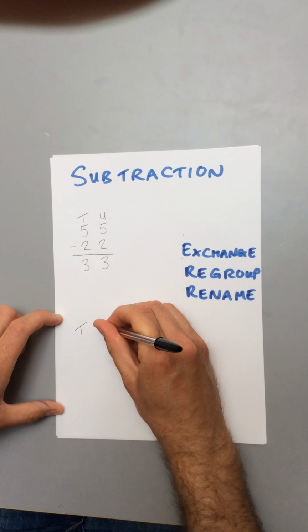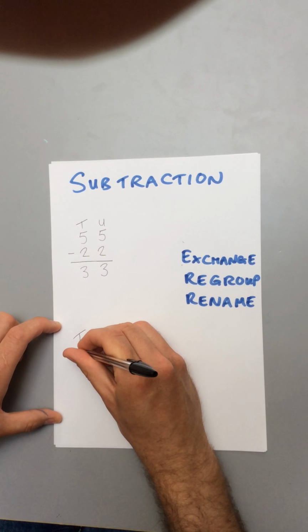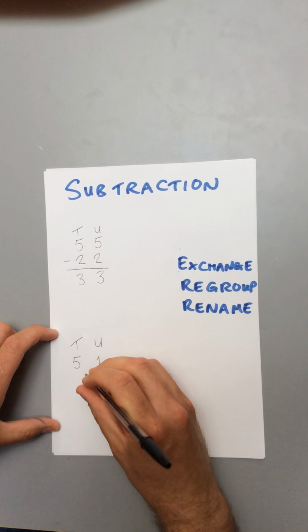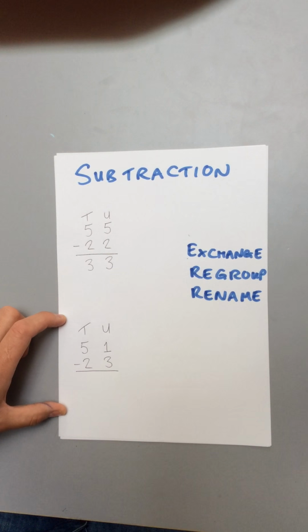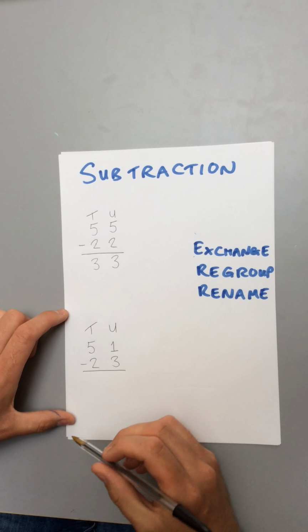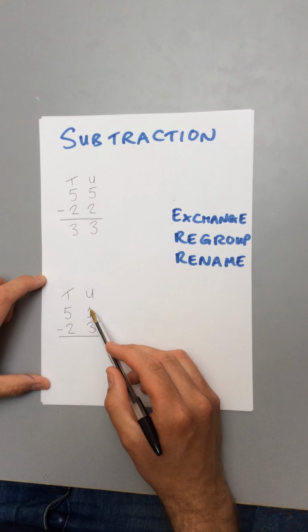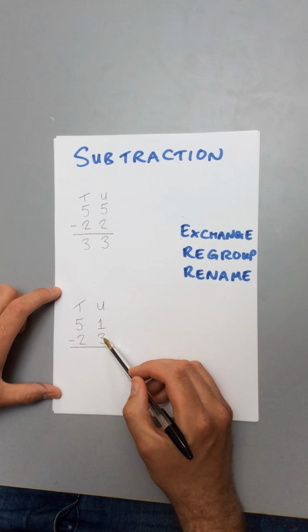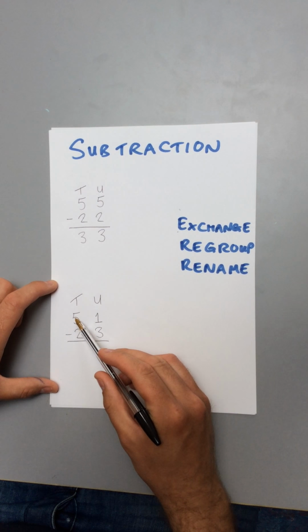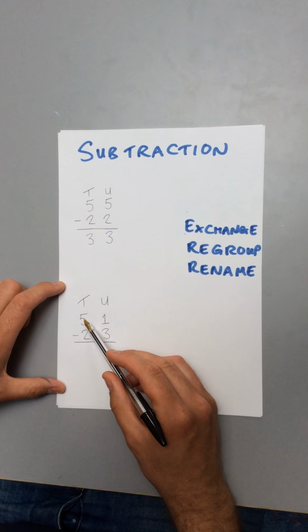The next sum is slightly different because I will need to rename in this instance. So here you can see 51 take away 23. Starting at the unit side and starting on top. 1 take away 3 I cannot do. So now I look over to my tens. I have 5 tens here.